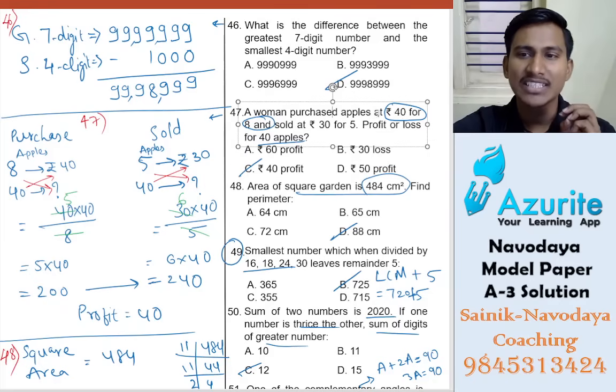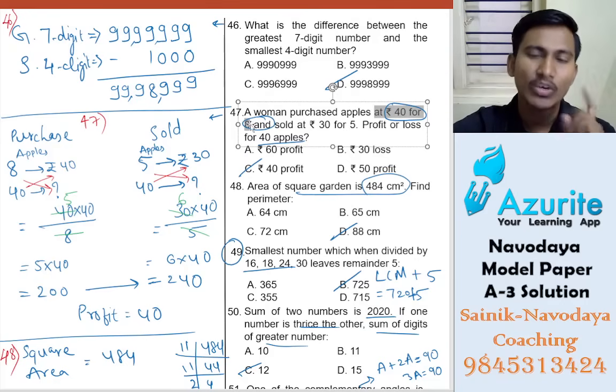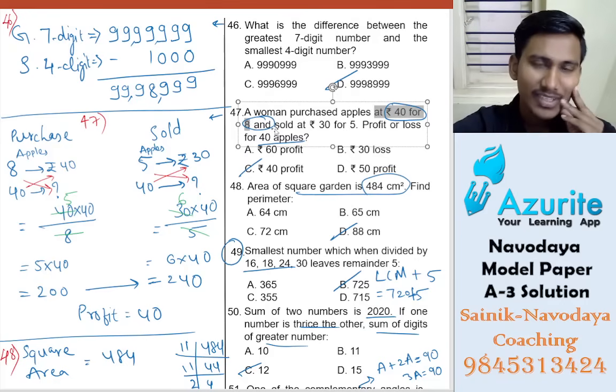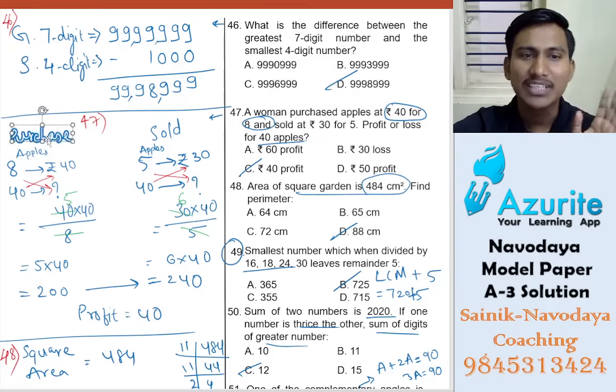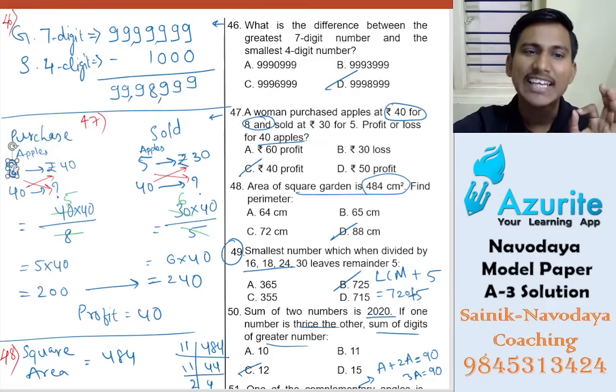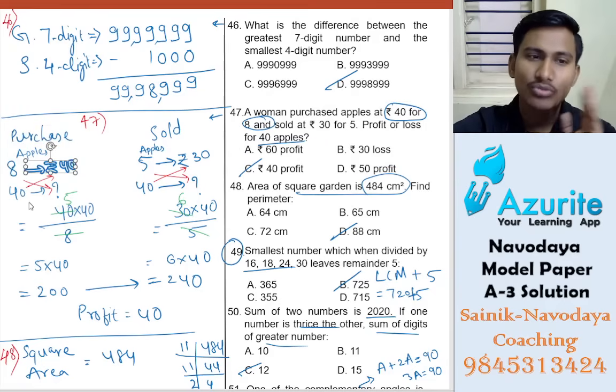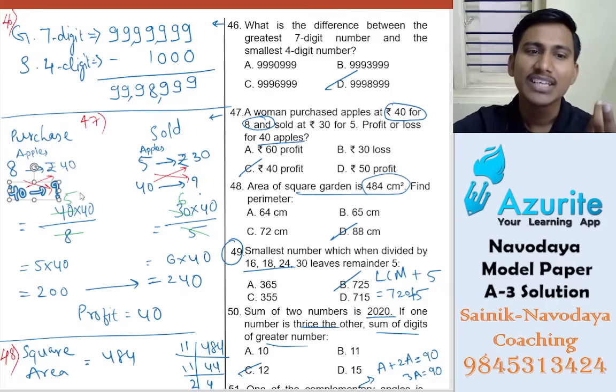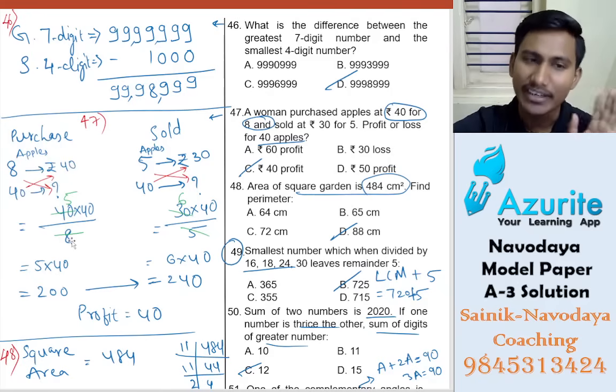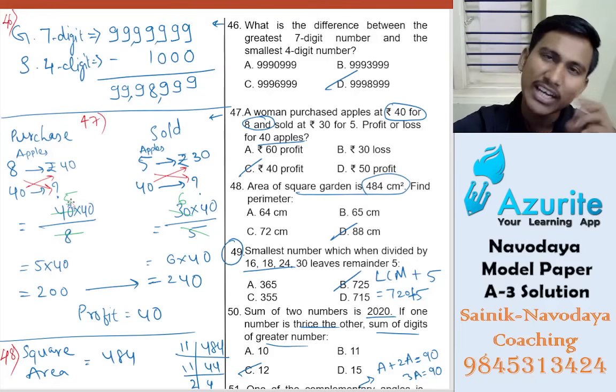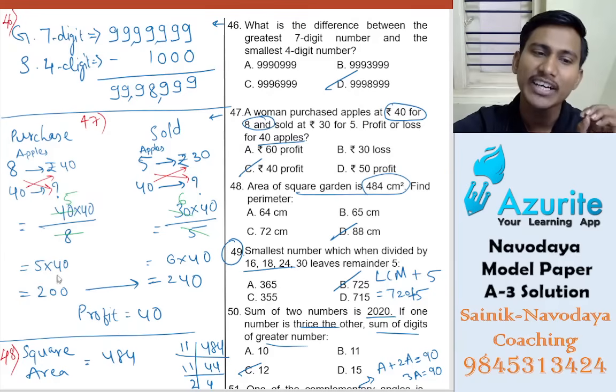So the woman is purchasing how much? 40 rupees for 8 apples. One apple will be 5 rupees. She bought 8 apples for 40 rupees. So 40 apples will be how much? You cross multiply: 40 into 40, divided by 8. So 1 apple is 5 rupees. 5 40s are 200 rupees, the cost price for 40 apples.